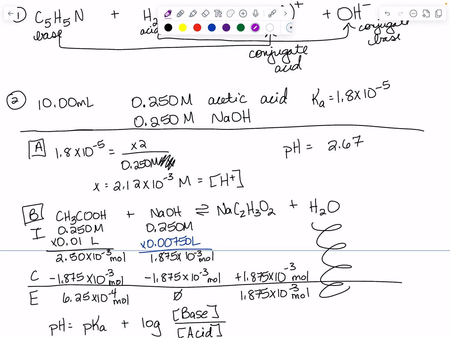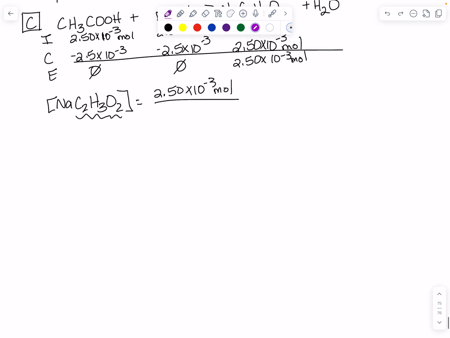At the equivalence point, we always have 10 mils of acetic acid. At the equivalence point, we also have to have 10 mils of the strong base. That's what makes those moles be equal. So our total volume at this point, y'all see, is 20 milliliters. So I take this salt and I divide it by 0.020 liters. That means the concentration of the salt is 0.125 molar.